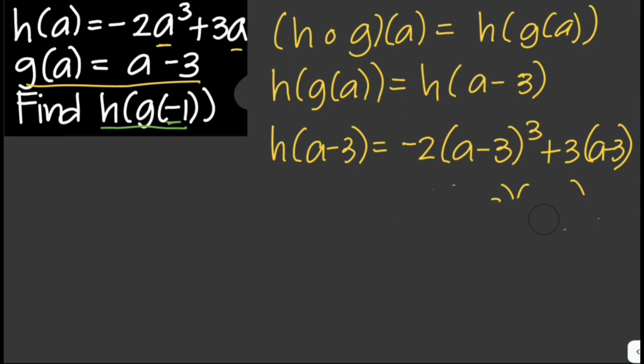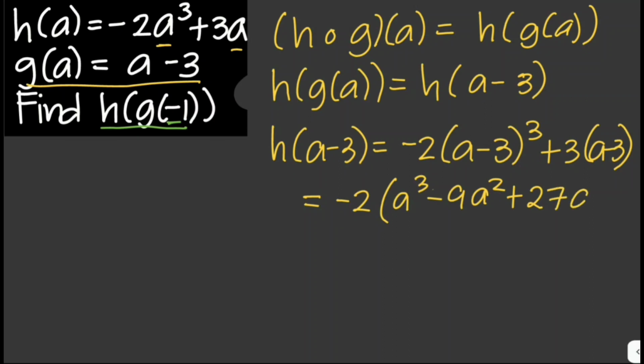So we can expand it. So this is just equal to negative 2 times a cubed minus 9a squared plus 27a minus 27 plus 3 times a minus 3. And we can further simplify. We distribute negative 2 to the expression inside the parenthesis.